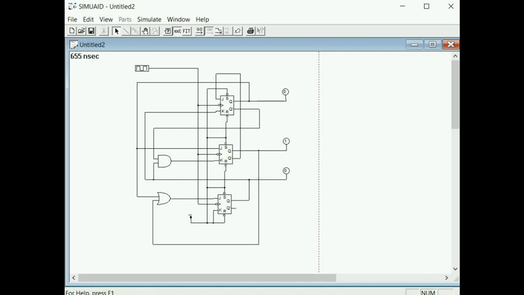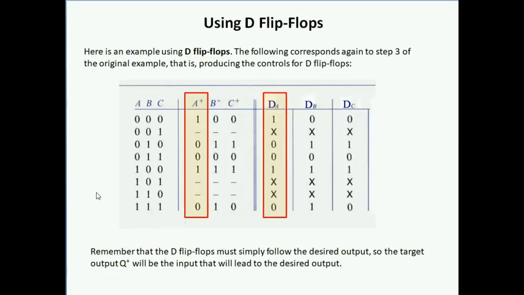And so we can verify that the system is working properly by running the simulator and getting the entire state transition diagram verified in this way. Next, we're going to do the exact same thing by using D flip-flops. And again, we need to fill the table with the control signals. In this case, the control signals are going to be simply DA, DB, and DC. The D flip-flop has only one control input.